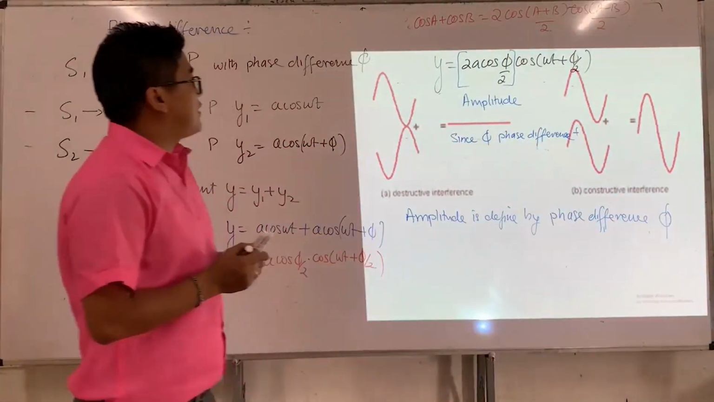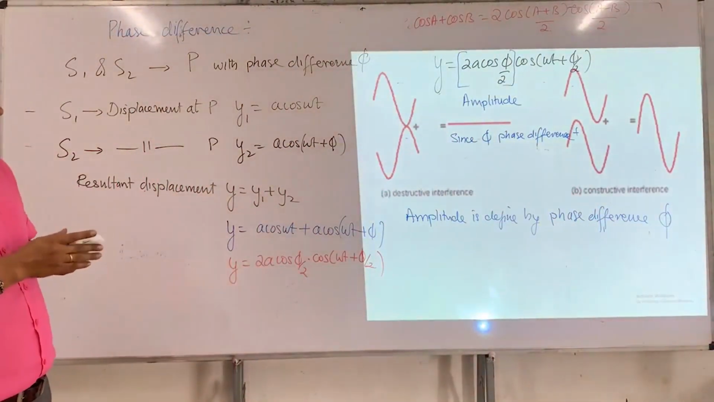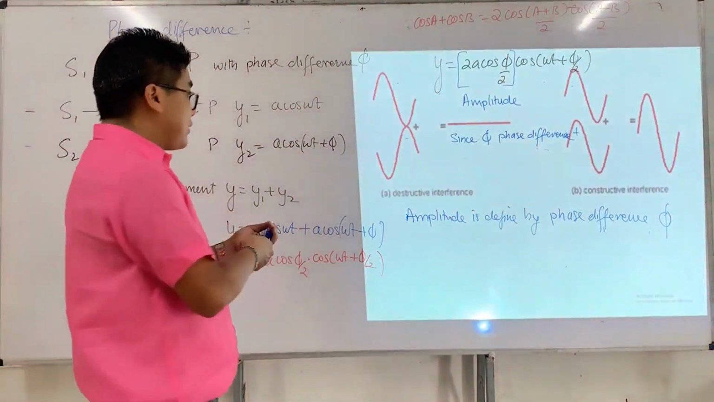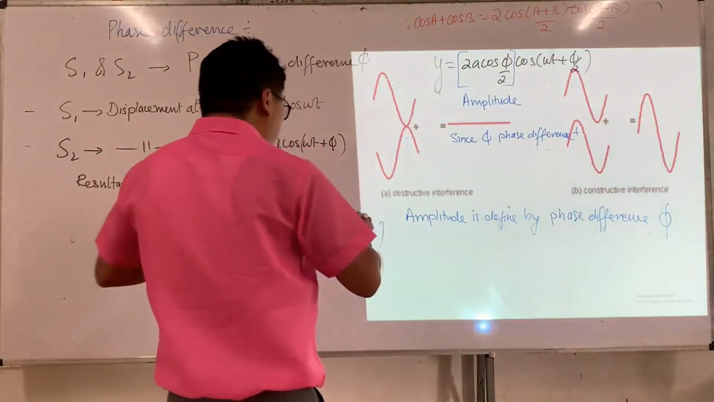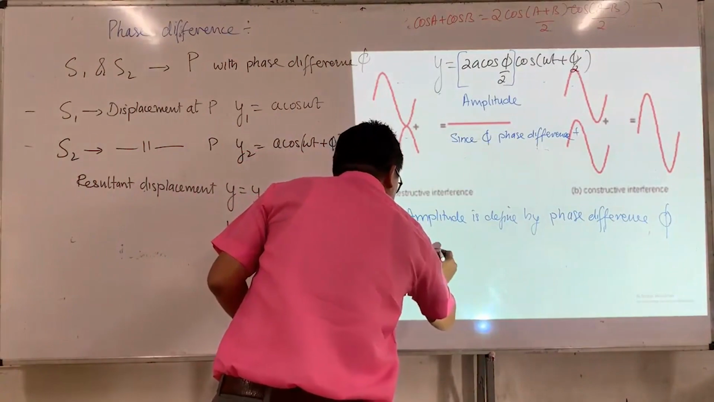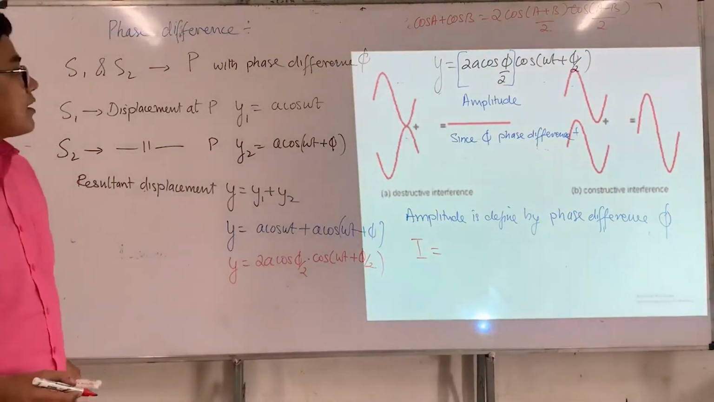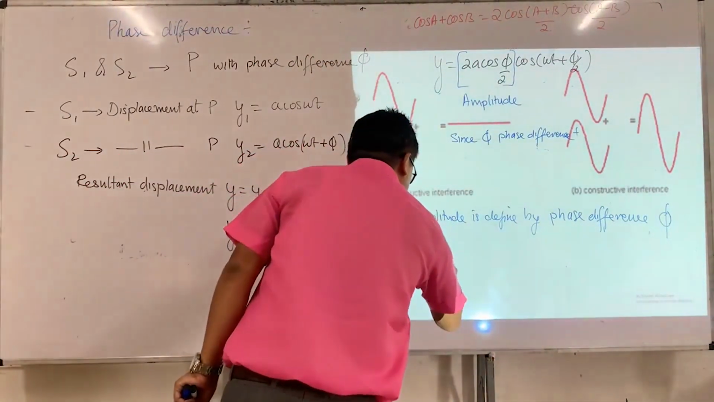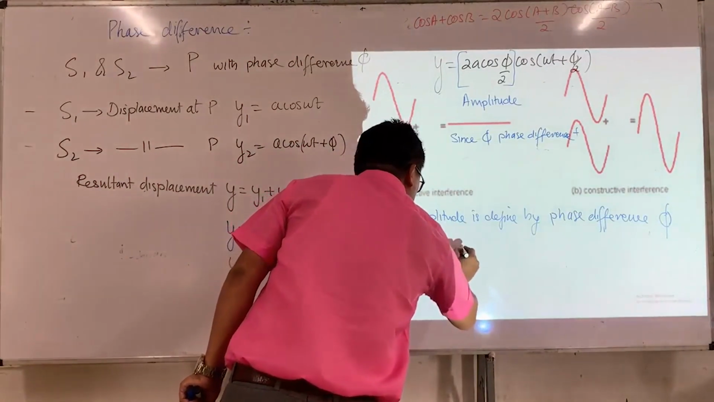Amplitude is defined by a phase difference. Alright, so what is going to be amplitude? So that is amplitude. And what about intensity? I just say intensity is going to be proportional to the square of amplitude.